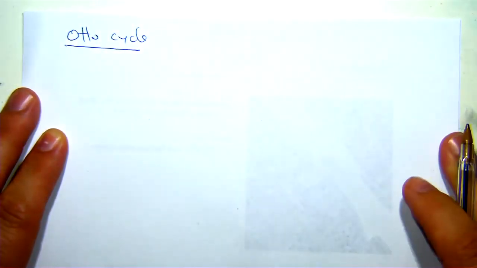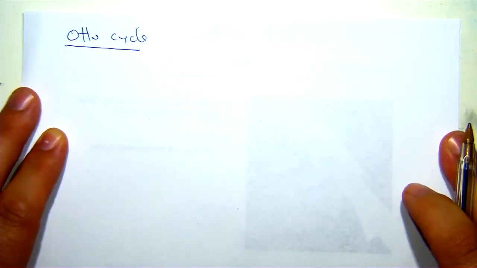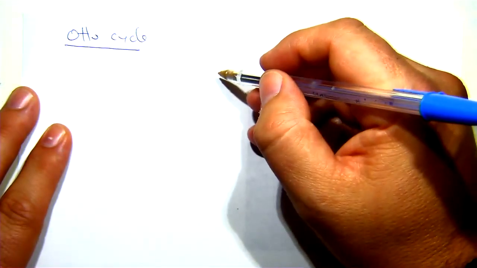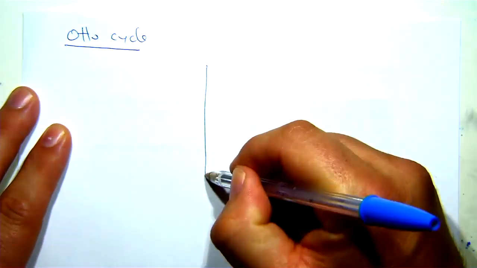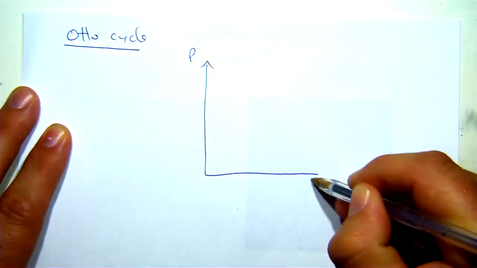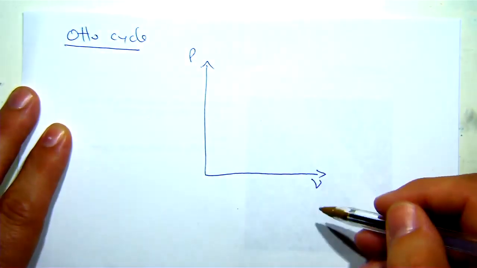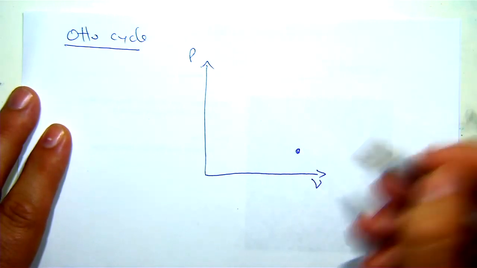Okay, so we're doing an Otto cycle, and we get our first marks by not calculating anything. We get our first marks by drawing diagrams and writing down the data. So I draw my marks. Nice. I draw my diagram, a PV diagram, and I start at point 1.